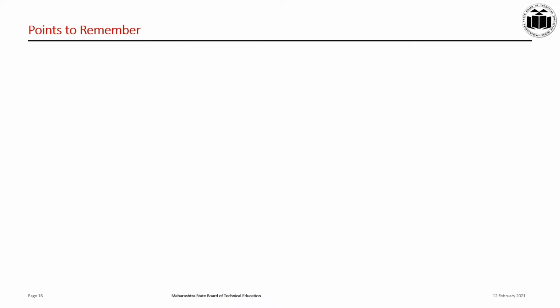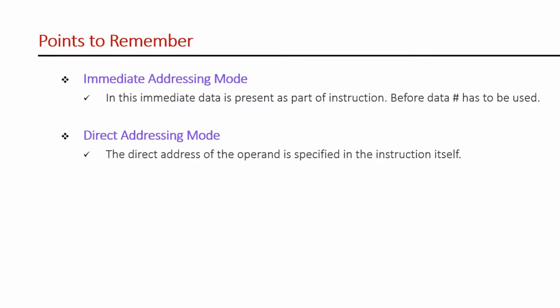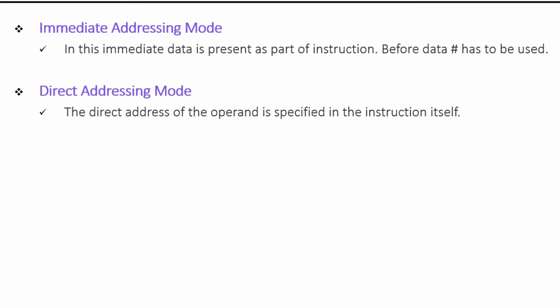Let us take a quick recap of important points. First is immediate addressing mode. In this mode, the data is directly specified in the instruction itself. The hash symbol is used in the instruction. Second is direct addressing mode. The direct address of the operand is given in the instruction itself in this addressing mode.